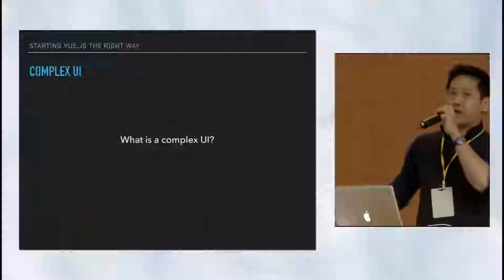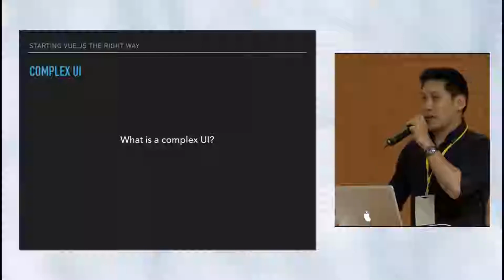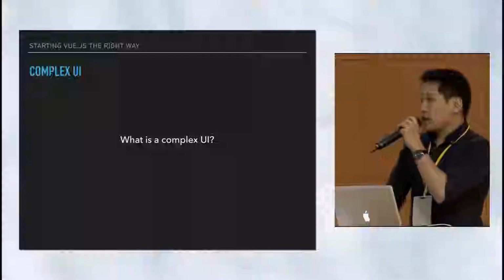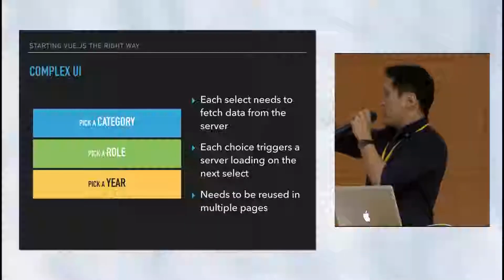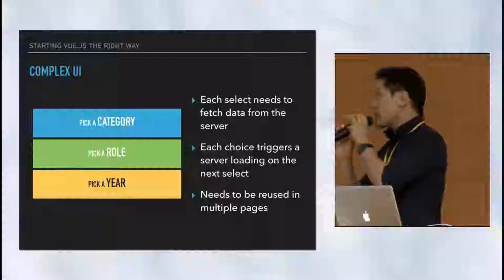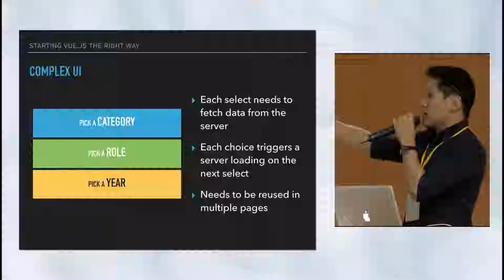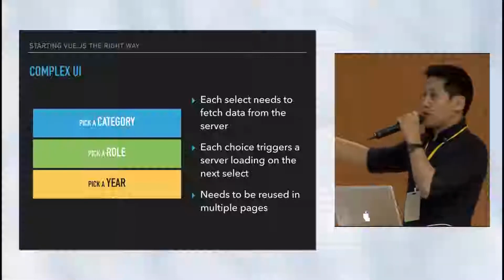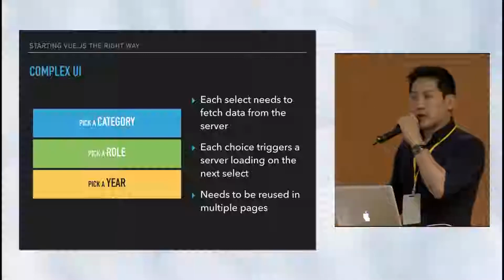So we're looking at a complex UX. It's not as complex as you might think because it's actually really straightforward. But the way the system was designed makes it complex in the first place. Now imagine you have three select boxes, right? You have the first category, and then you have role, and then you have a year. First, you have to select a category. Depending on what you select in the category, the data in the role will change. And depending on what you select in the role, your options in the year will change, all right? Straightforward. It's like a waterfall thing in your select boxes.